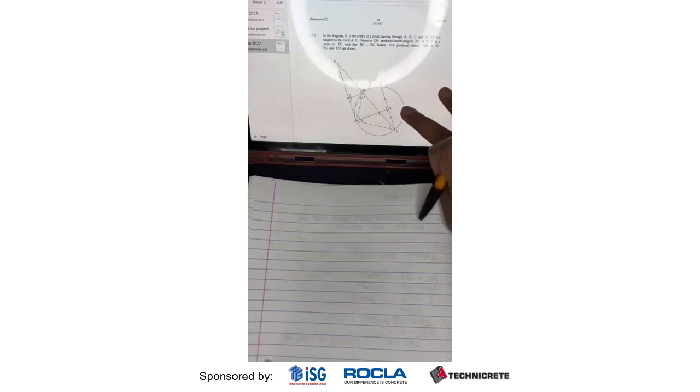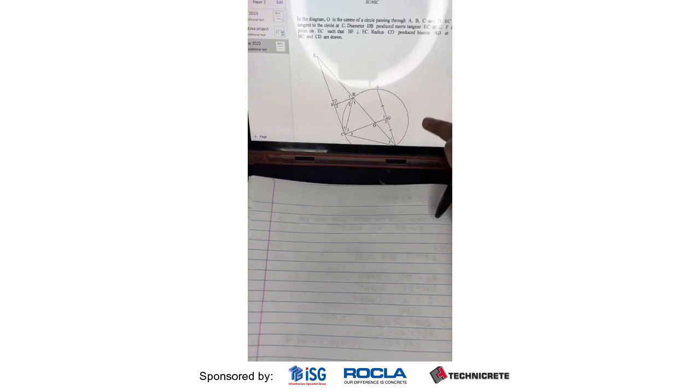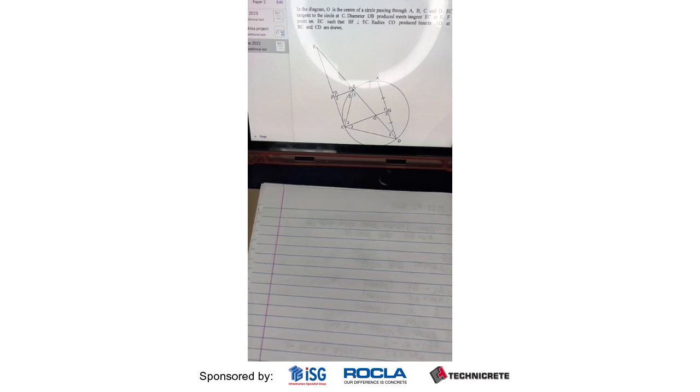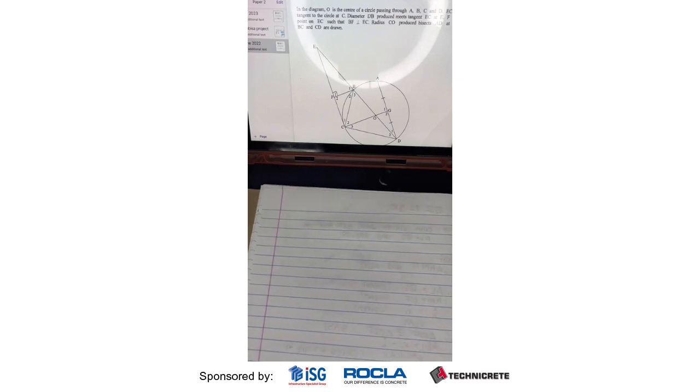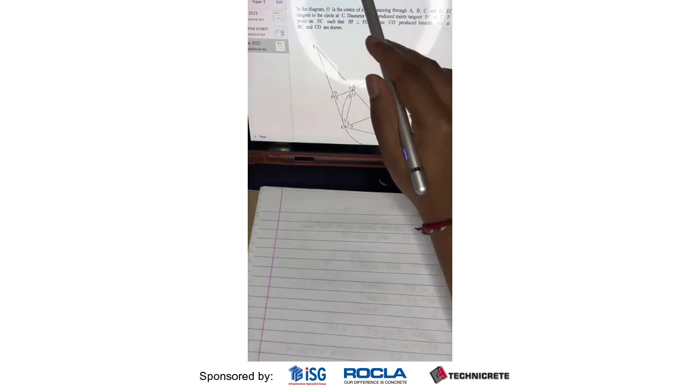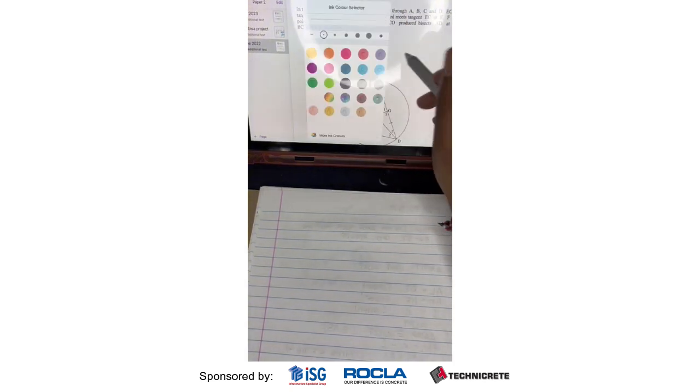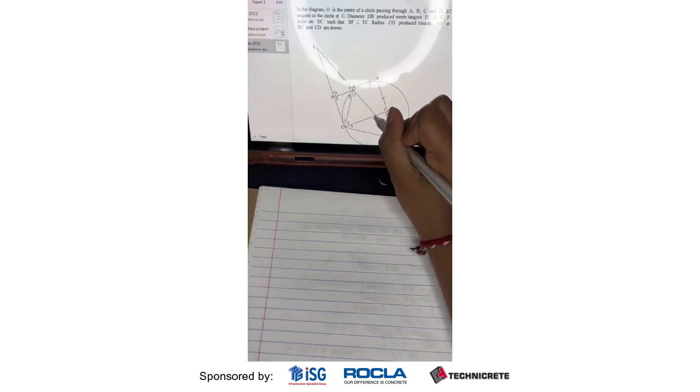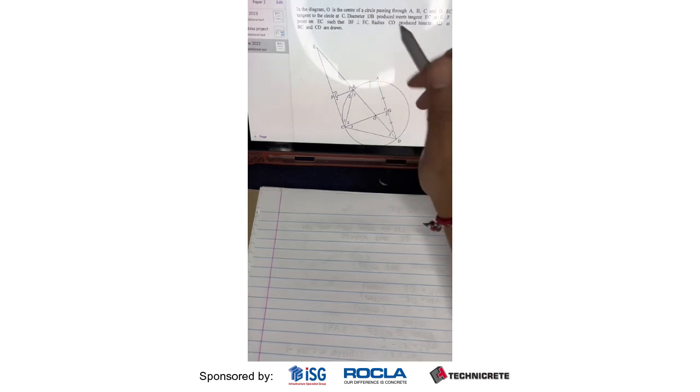Okay, last question for this section. It says in the diagram, O is the center of the circle passing through A, B, C, D. So O is my center of the circle. There's O. Okay.